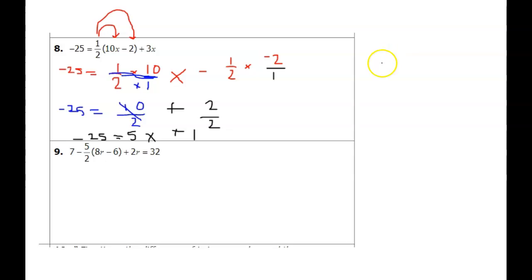So I want to come over here now, and I want to solve for x. Negative 25 equals 5x plus 1. All right. I am going to subtract 1 on both sides. And that is going to give me negative 26 equals 5x. And then I'm going to divide by 5 on both sides.